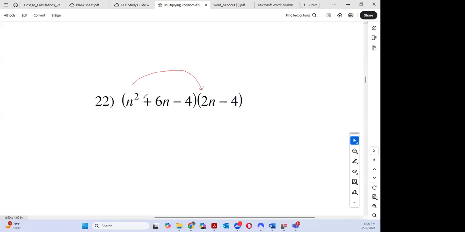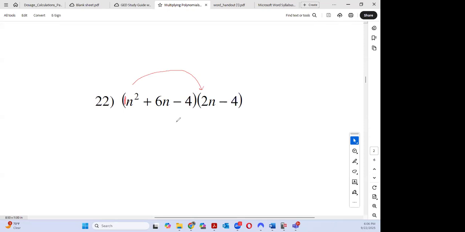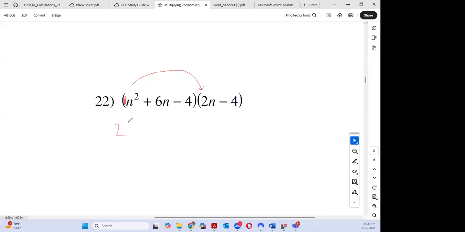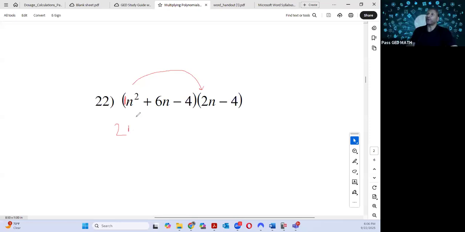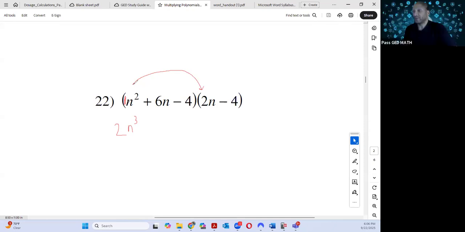So you multiply the coefficients first. You don't see a 1 in front of this n squared, but it's a 1. 2 times 1 is what? 2. And then what's n squared times n? N to the third. That's where most people make their mistake. Then what are we going to do next? N squared times 4, you were trying to remember though. N squared, into the second power.